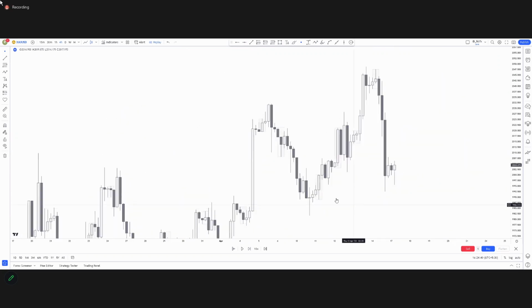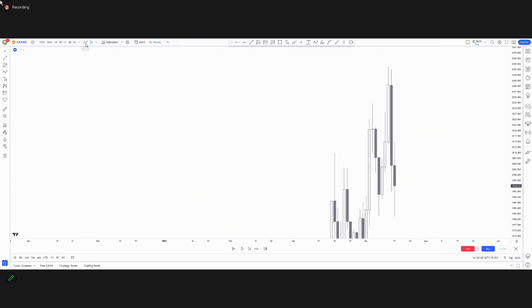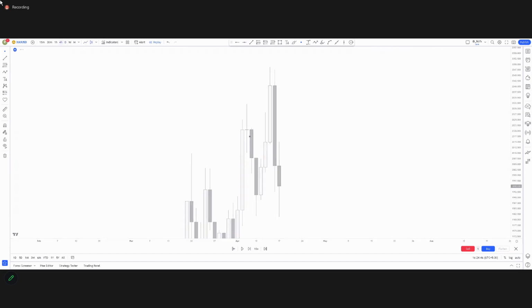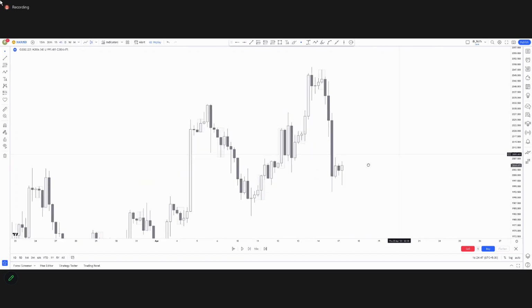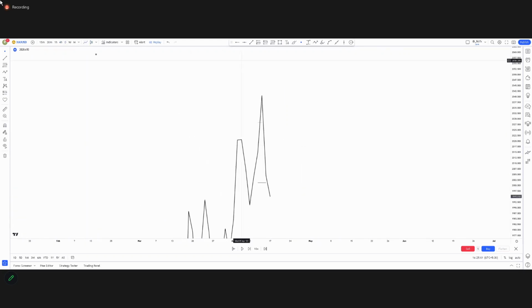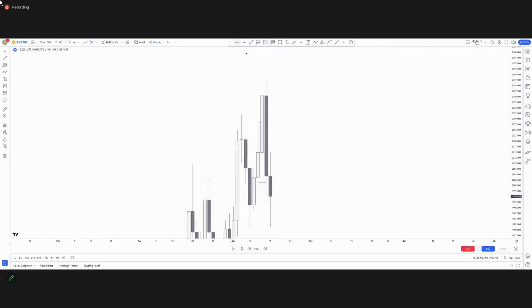Okay, go to the daily time frame. On the 4 hour time frame, what do we have? We have strong highs. And on the daily, what do we have? Decision points. Here we have a decision point now.